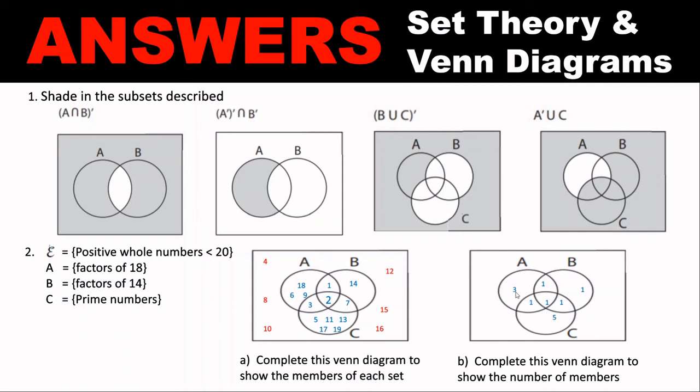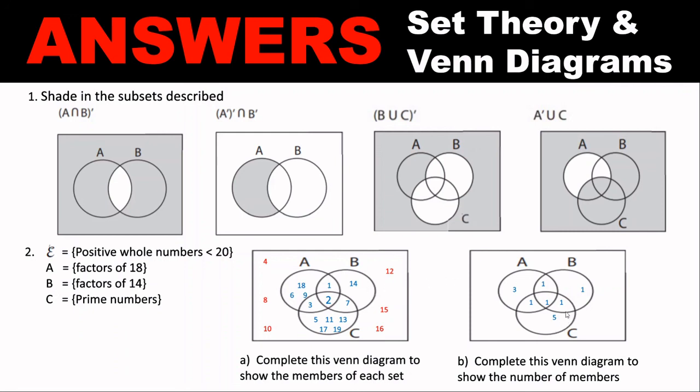Then in set A, in total, there were 6 members. There are 6 factors of 18, but 3 of those factors are not factors of 14 and are not prime numbers. Those were the numbers 6, 18, and 9. In set B, there are 4 values altogether, but only one of them was not a factor of 18 or a prime number, and that was the number 14.